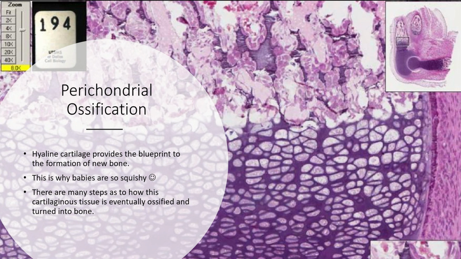Okay. So now we're going to talk about the process of turning hyaline cartilage, the blueprint for bones, into actual ossified hard bone. The process of that is called perichondrial ossification. Hyaline is that little blueprint, so that's what gets made originally as a fetus, and then it eventually gets laid down as new bone as the fetus begins to develop.